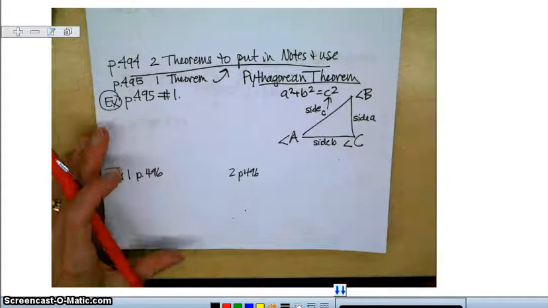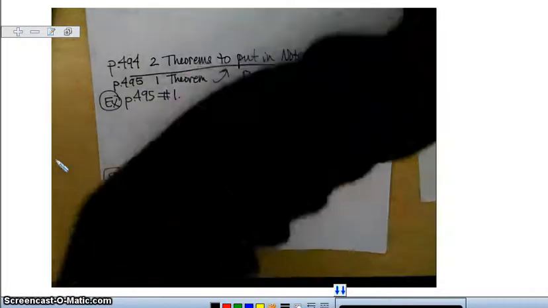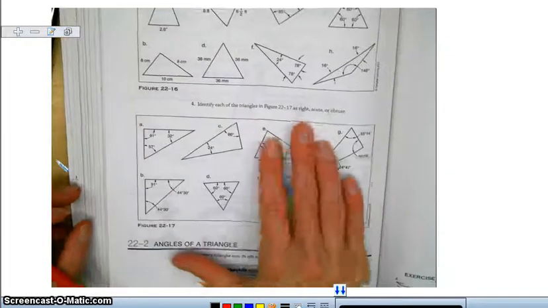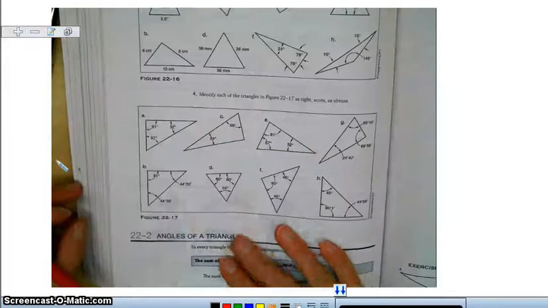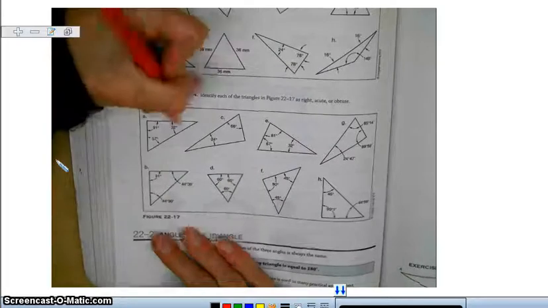All right, so I don't know that we'll get to page 490, number 4. Basically, a problem like that, page 490, number 4, we're just identifying each of the triangles as right, acute, or obtuse. So if I look at triangle A, since this angle is greater than 91, this one would be obtuse.